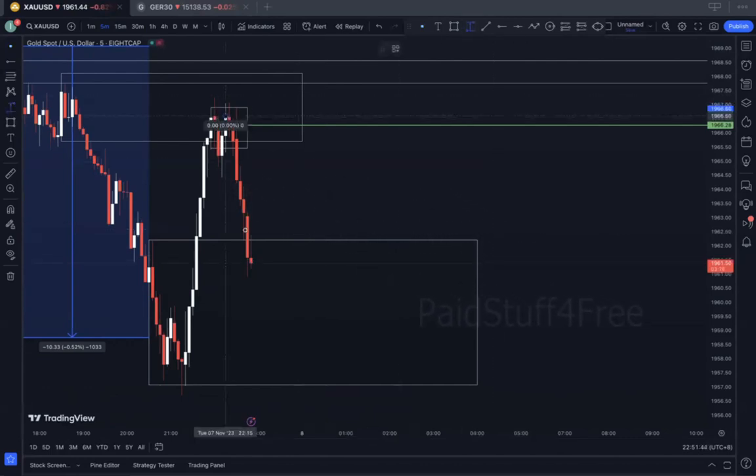Wow, the price hit my TP 50%. Oh, nah, it's not in the UK as well. It's okay. It's okay. Yeah, but it's all right.